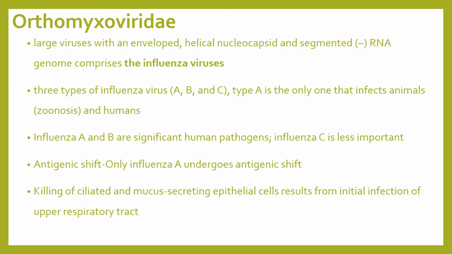What is peculiar with influenza is it can undergo antigenic shift. Okay? It changes its surface antigens, especially with influenza A. So the pathology is that it kills ciliated and mucus-secreting epithelial cells. This results from initial infection of the upper respiratory tract.